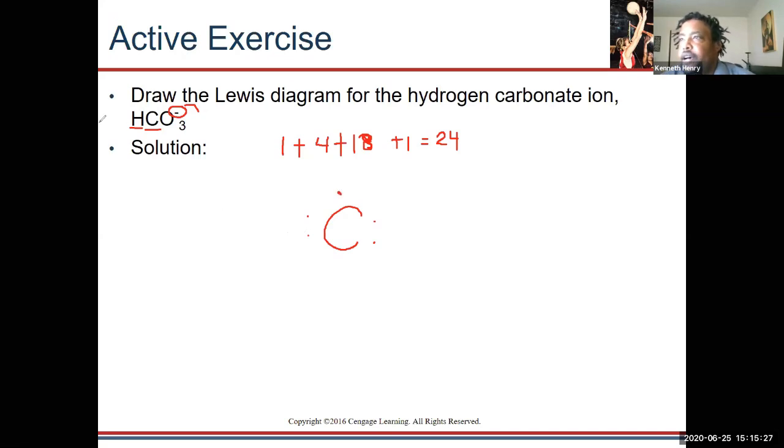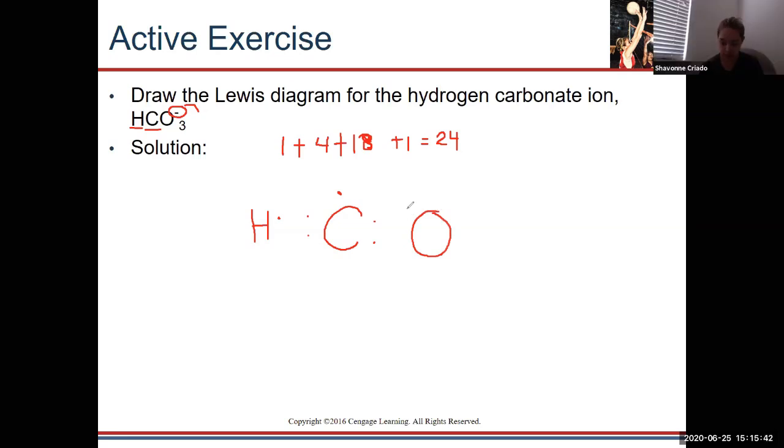Okay, so we also have hydrogen. How many valence electrons does hydrogen have? 1. We have oxygen. How many valence electrons does oxygen have? 6 valence electrons. We have 6, right? Oh, duh. Because there's 3 oxygens. Right. Move this to the top.